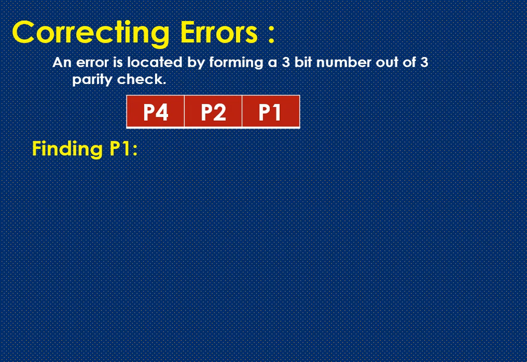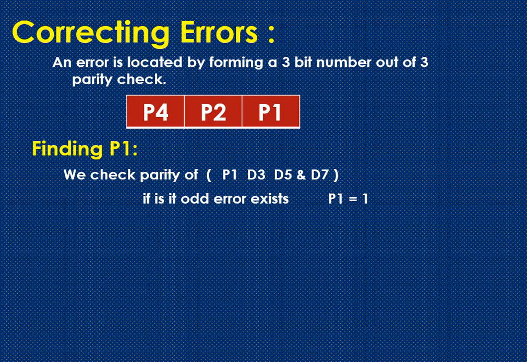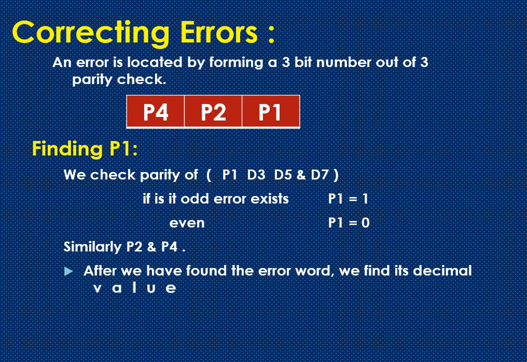If it is odd, an error exists. If the values of D3, D5 and D7 are all ones or a single one, you get odd parity, that is P1 is equal to 1. Suppose it is even, no error, which indicates P1 is equal to 0. Similarly, we check all the parities, P1, P2 and P4. After that we find the error word and its decimal value.